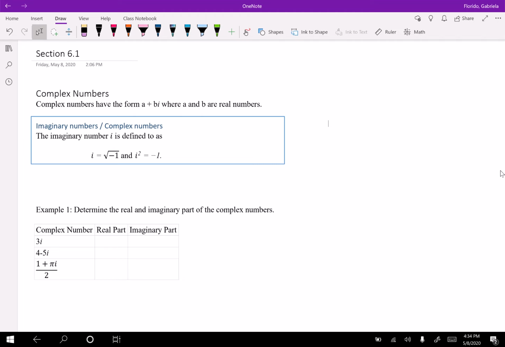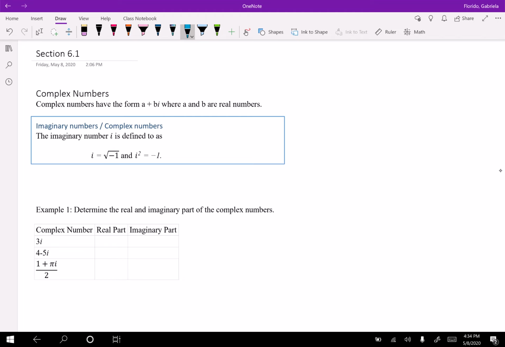So let's do a little exercise just to really understand how the form of complex numbers works. Here, for example 1, it says determine the real and the imaginary part of the complex number. And so the imaginary part here is whatever's in front of the i. So here's the complex number. The first one is 3i.